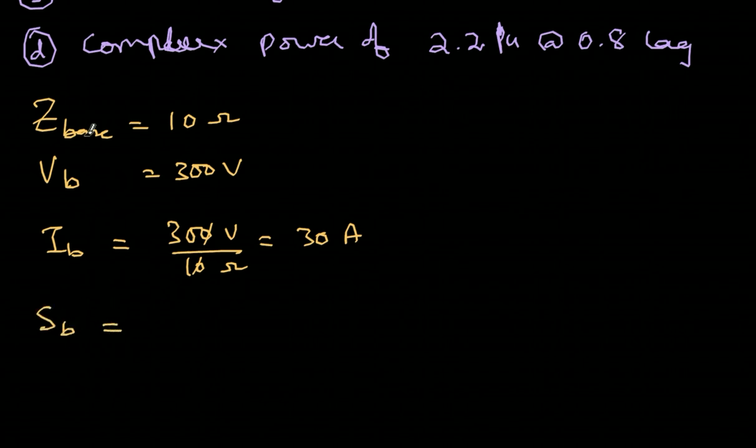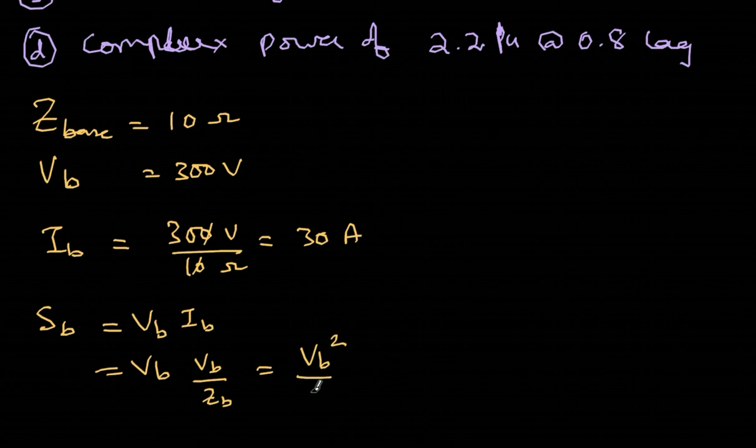So S base I can do V base square by Z base. I'm sorry, let me just derive it quickly. We know that S base is V base into I base, but I base itself is V base by Z base. Therefore, V base square by Z base. Yeah, I think this is correct.